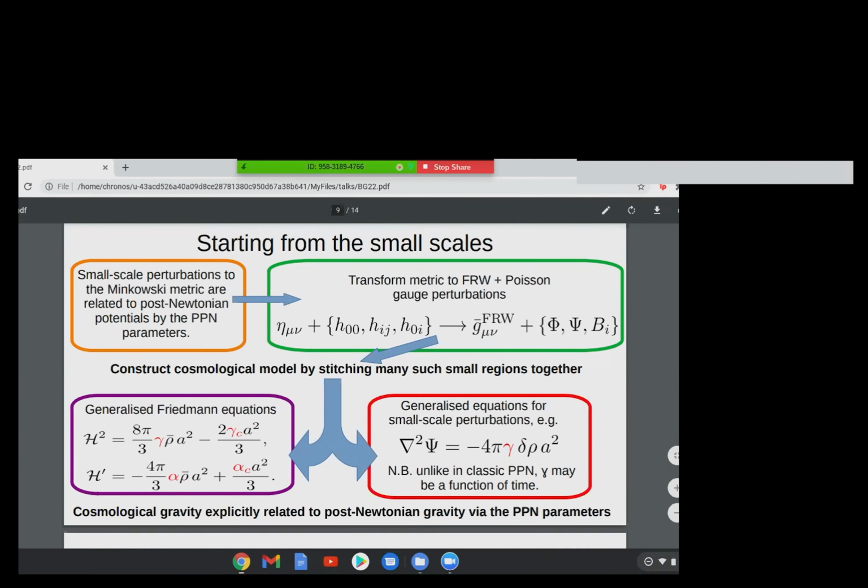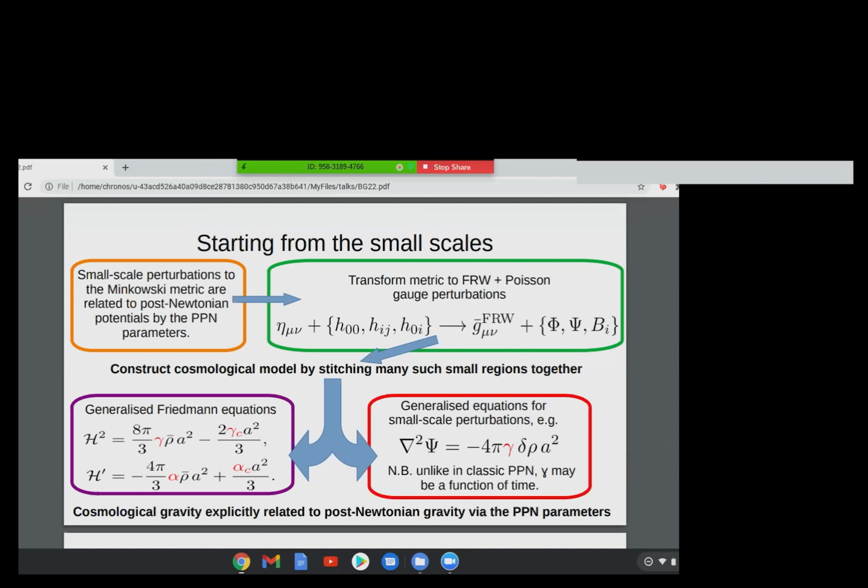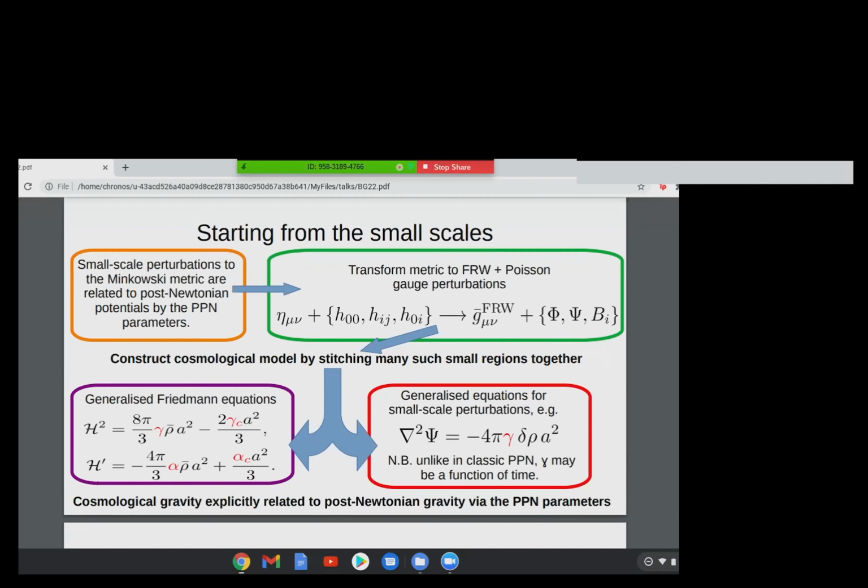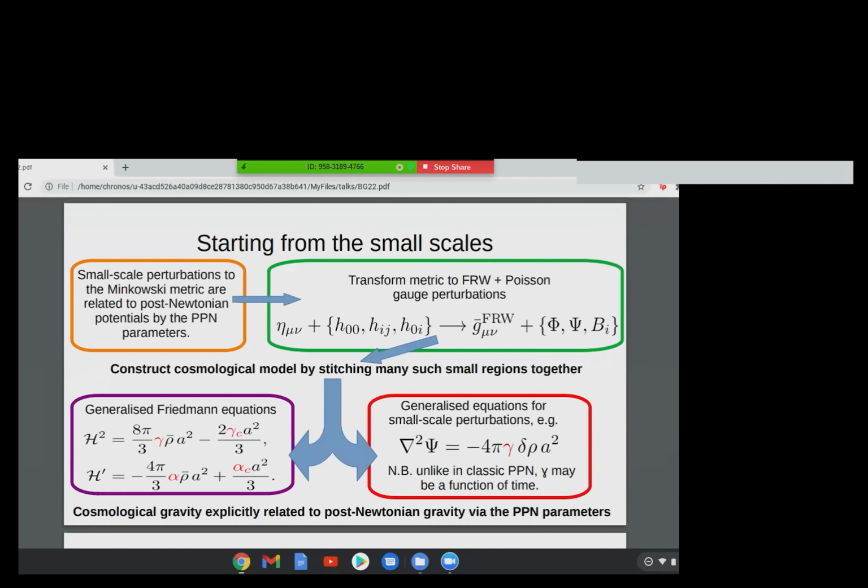So these are just valid on small scales. For example, we see something like a modified Poisson-like equation. This gamma, now unlike in the classic PPN formalism, because we're considering cosmological timescales, is a function of time. But it has this form, and that means that we can relate it very closely to our solar system tests, for example. So we're explicitly relating our cosmological gravity to our post-Newtonian gravity.